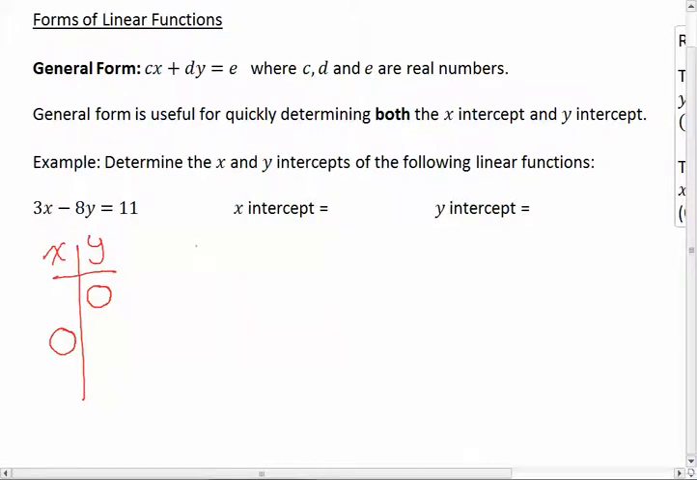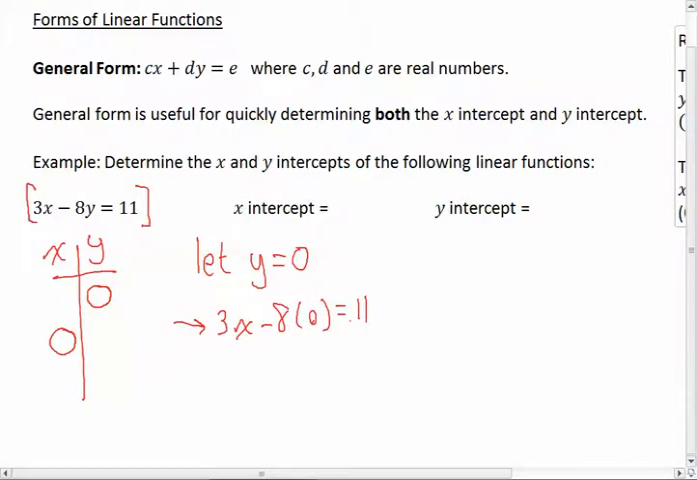So we're going to start with a let statement here. I'm going to let y equals 0. That means I'm going to replace every y I see in this function with 0. So this will become 3x minus 8 times 0 is equal to 11.